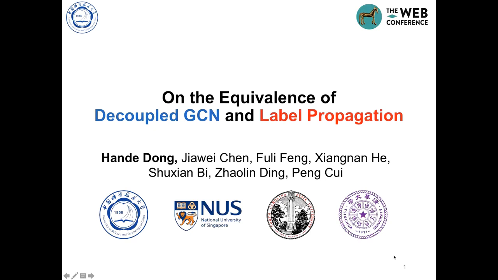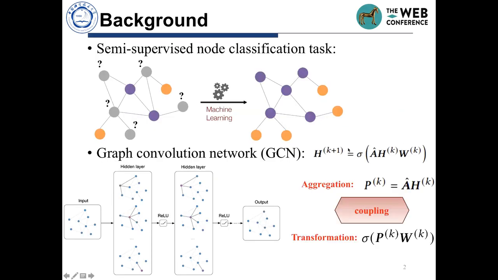The key idea of this paper is to prove that decoupled GCN is equivalent with label propagation. In the beginning, I want to talk about the graph-based semi-supervised node classification task. In this task, given graph structure, features of nodes in the graph, and labels of a part of nodes in the graph, the goal is to predict labels for unlabeled nodes.